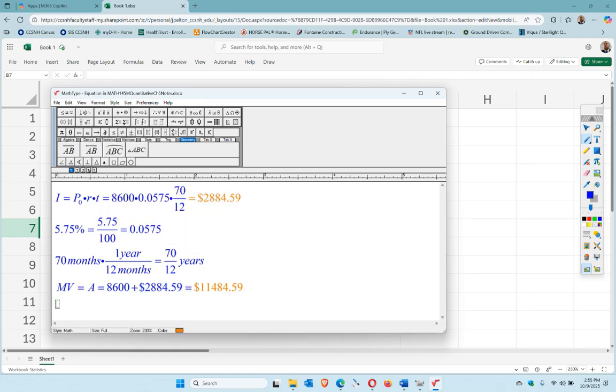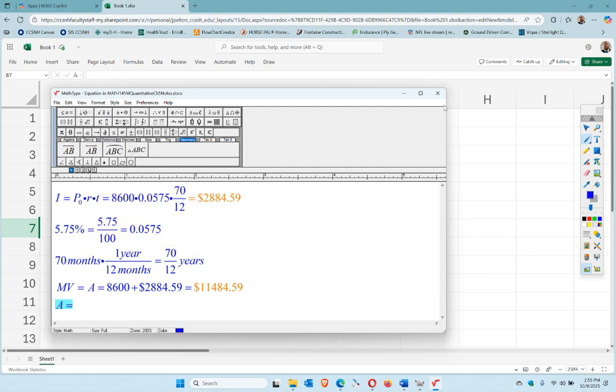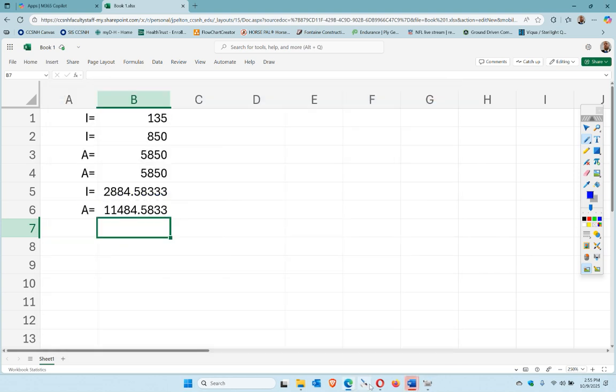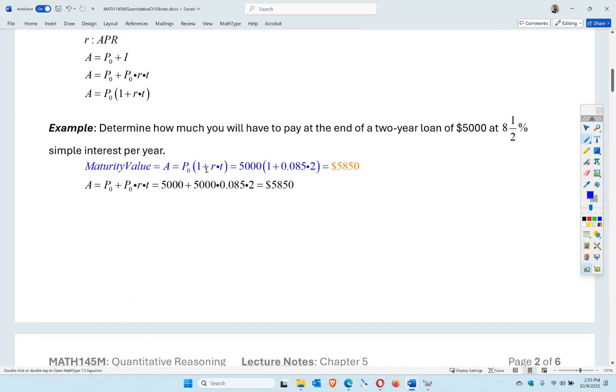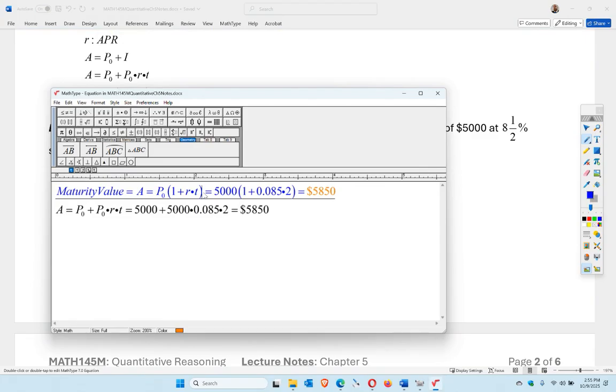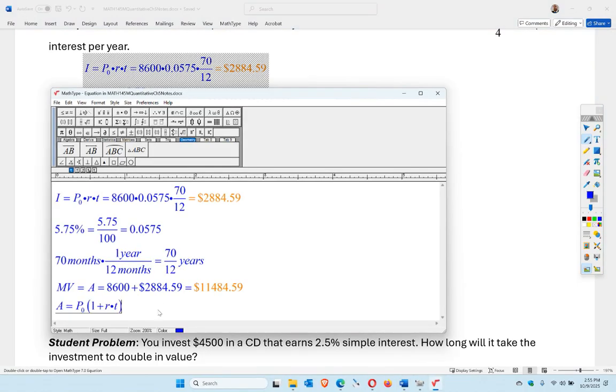We can make this blue, format color blue. Okay, and we can do the formula also, right? So A equals, and we can copy the formula from before. Let's go get the formula from the previous page, right? This is the maturity value formula right here. I'm going to steal the formula for maturity value, and then go down here and put that into there, right?